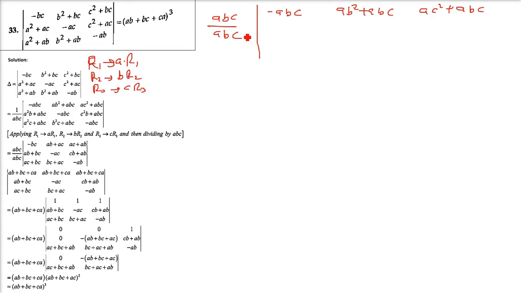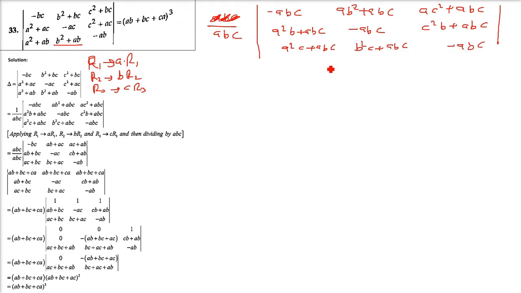Right. Now the second row has to be multiplied with b. So this is a square b plus abc, and b multiplied by this is minus abc, and then we have b multiplied here, so bc square plus abc. The third row has to be multiplied by c, so a square c plus abc. Now this is b square plus ab, so b square c plus abc, then minus abc. There are a lot of abc's coming. So what is the use?